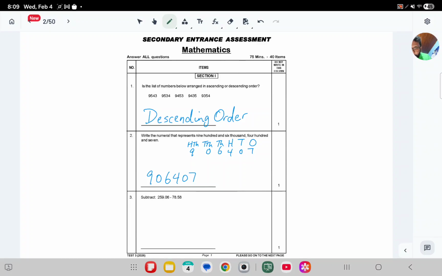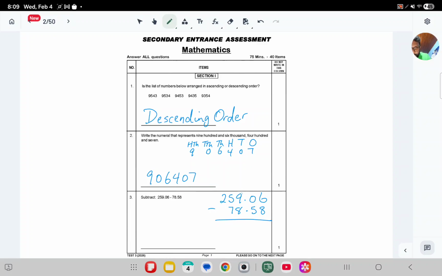Number 3, subtract 259.06, take away 78.58. To subtract decimals, we know we line up the digits so that the decimal points will line up one under the other. So we have 259.06 and 78.58, and then we subtract like normal.